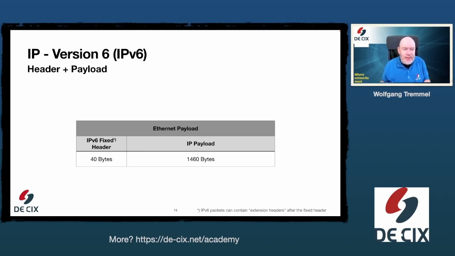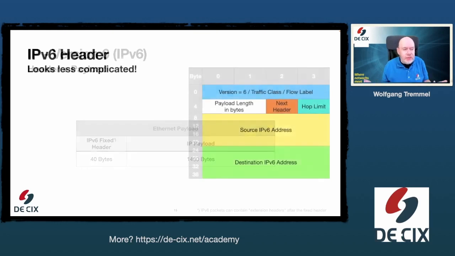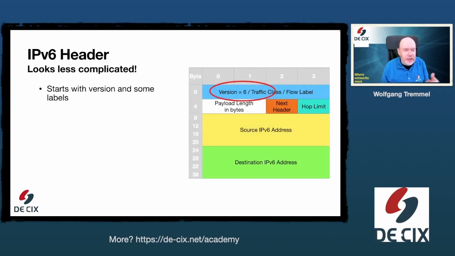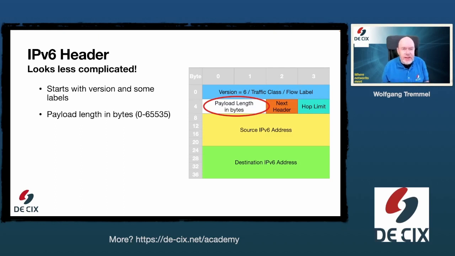Let's have a look again at the header. The header in IP version 6 has a fixed size of 40 bytes, which makes processing way easier. Also, the header looks less complicated. We have at the beginning the version number, of course, and some flag fields and label fields. Also, we have the payload length only. Since the header has a fixed length of 40 bytes, there is no need anymore for a header length field.